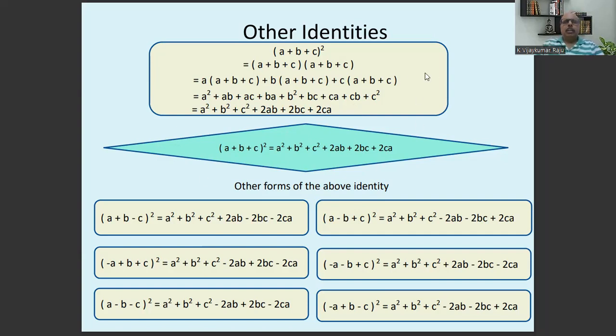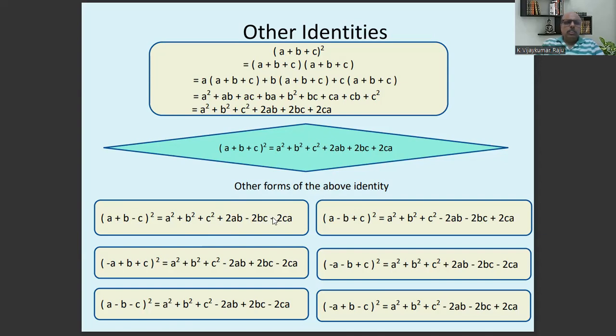So this is the basic fundamental identity. But this identity could also be written in other forms. So other forms of this identity: suppose of these three terms A, B, C, one of them is negative. Suppose C is negative. If C is negative, the terms which are having C, those two terms will become negative. So its expansion will be A square plus B square plus C square, first three terms, because they are having squares, cannot become negative. 2AB, A and B both are positive, so it is positive. But here C is negative, so this becomes negative, and this also becomes negative.